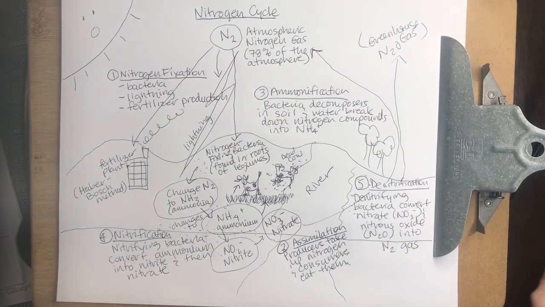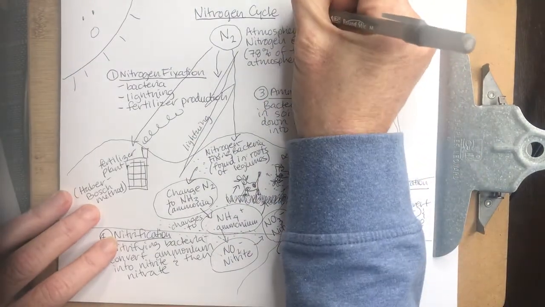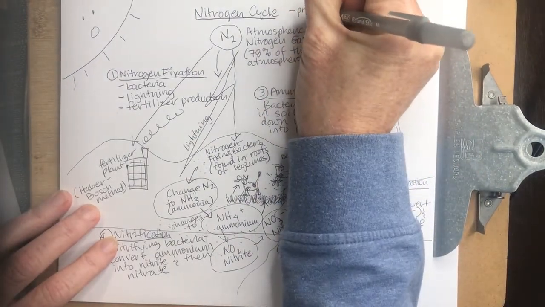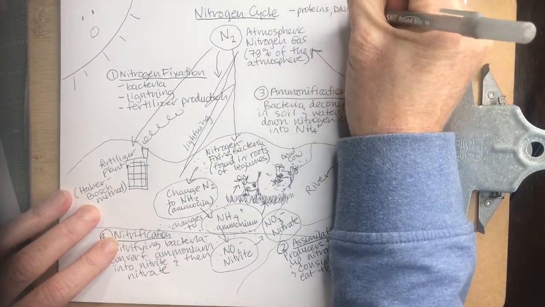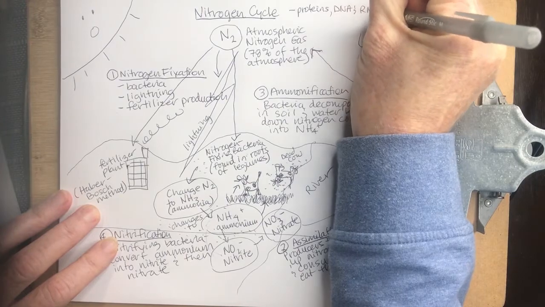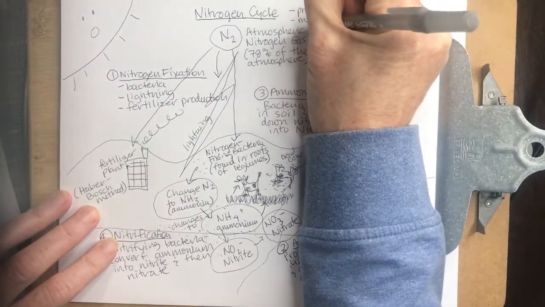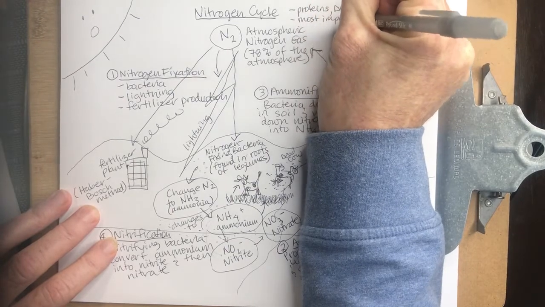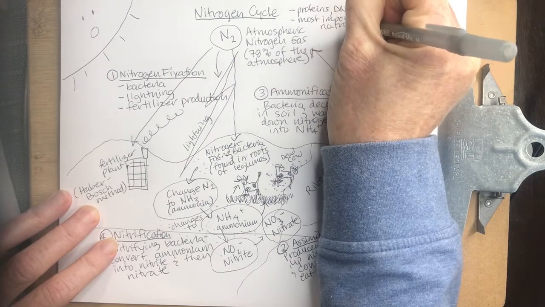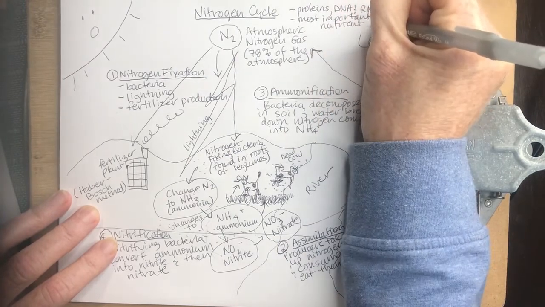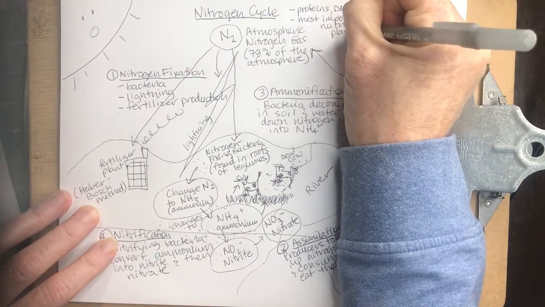Let's add a little color, but before we do that, let's talk about why nitrogen is important to living things. Nitrogen is an essential part of all proteins, DNA, and RNA. So it's an important part of every living thing, and it is the most important nutrient for plant growth. We would say it's the limiting factor for plants in terms of their growth.